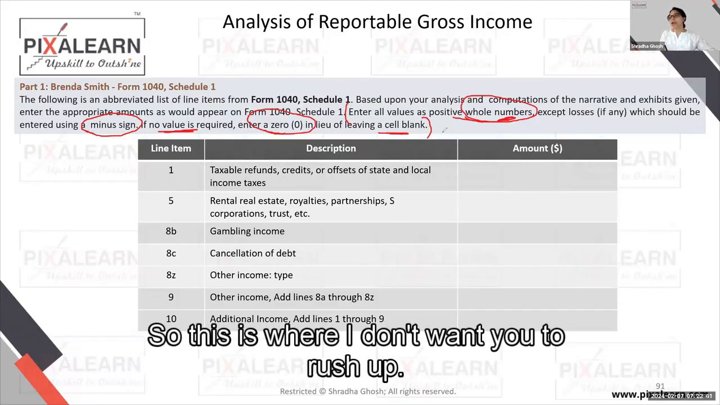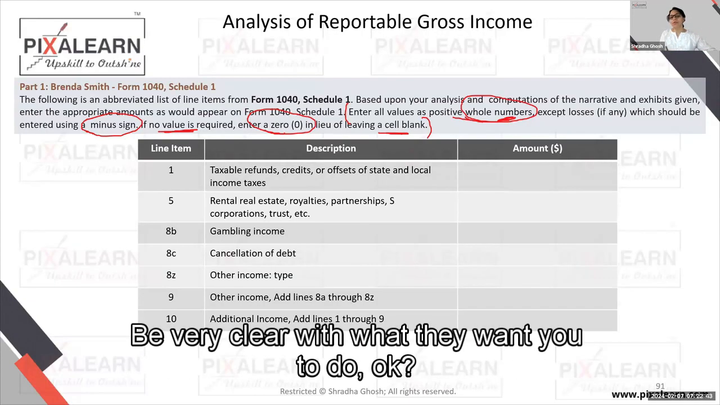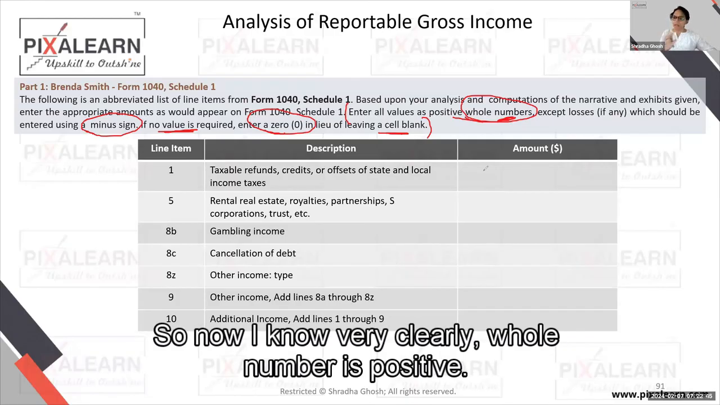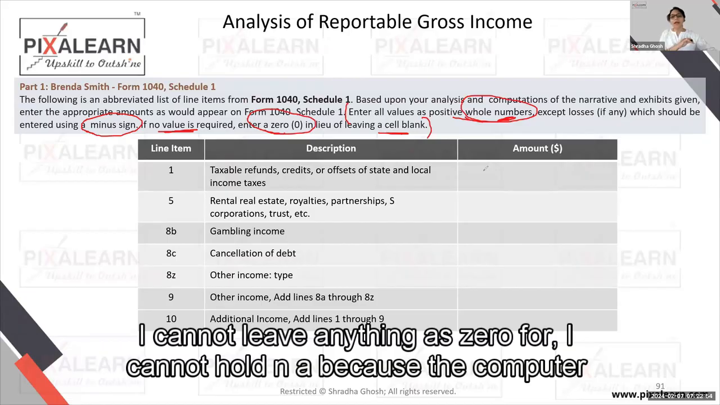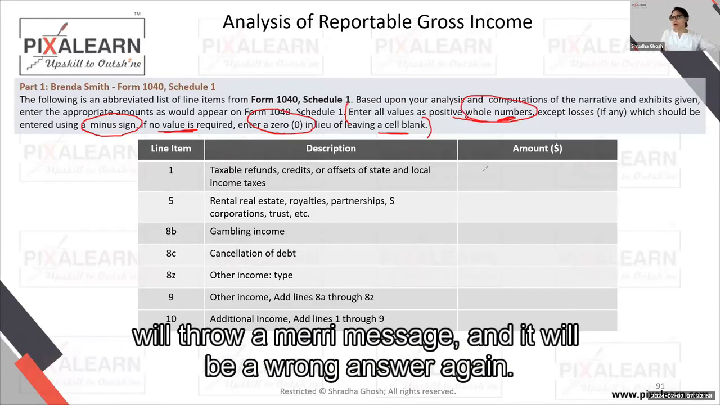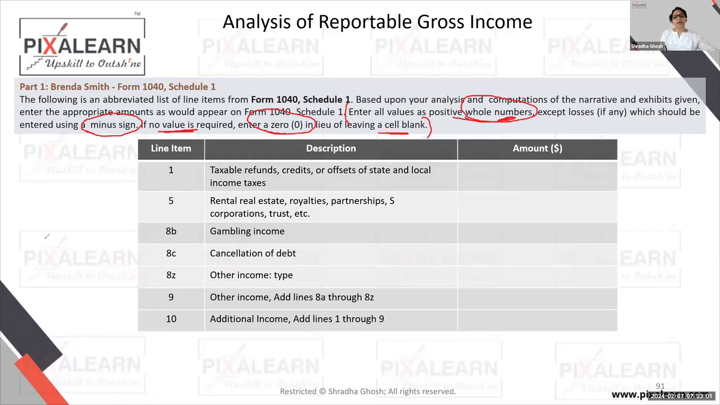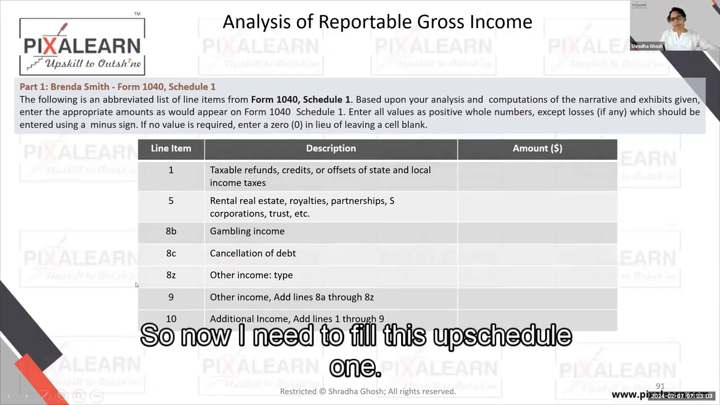So this is where I don't want you to rush. Be very clear with what they want you to do. Okay, so now I know very clearly: whole numbers, positive. If it's negative, it's a minus figure, and every blank has to be filled. I cannot leave it blank, or I cannot put NA, because the computer will throw an error message and it will be a wrong answer. Okay, great. So now I need to fill this up, schedule 1.